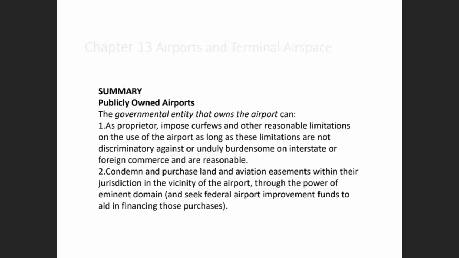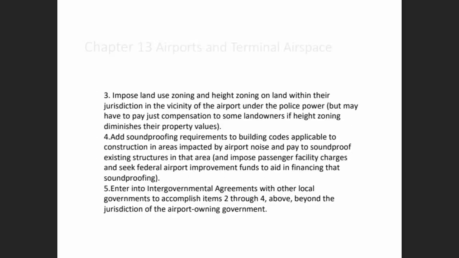Number two, condemn and purchase land and aviation easements within their jurisdiction in the vicinity of the airport through the power of eminent domain and seek federal airport improvement funds to aid in financing these purchases. Number three, impose land use zoning and height zoning on land within their jurisdiction in the vicinity of the airport under police powers, but may have to pay just compensation to some landowners if height zoning diminishes their property values.